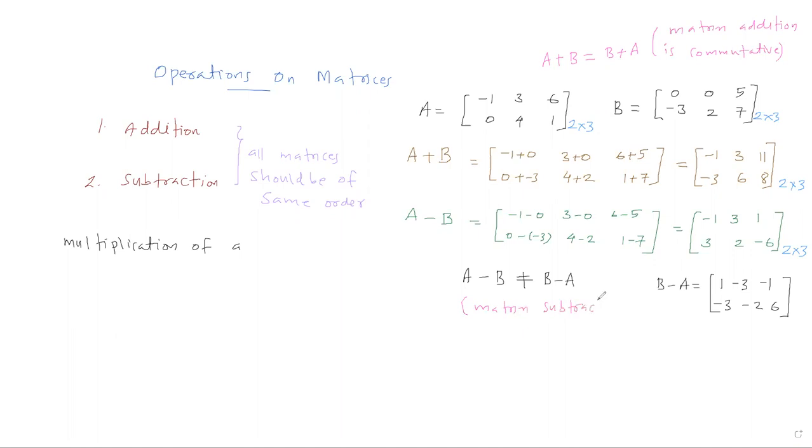but matrix subtraction is not commutative. Okay, बट एक्चुअली क्या होगा, A माइनस B क्या हो जाएगा, B माइनस A, ये दोनों एक दूसरे का नेगेटिव हो जाए.